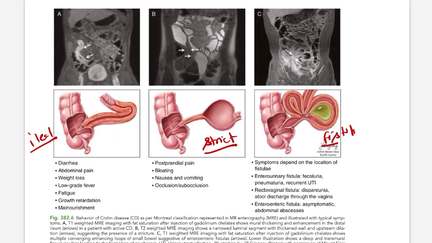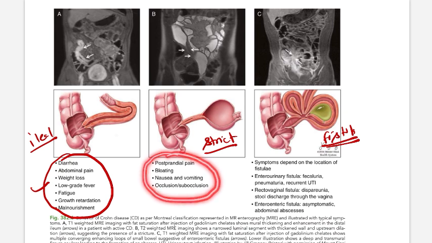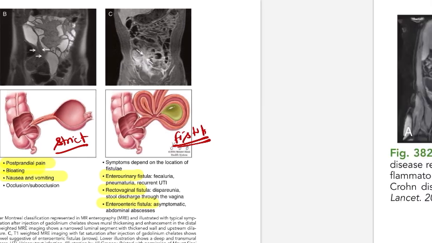So how will the symptoms vary? If ileal involvement is there, then diarrhea, abdominal pain, weight loss, low grade fever, fatigue, malabsorption. These are the symptom features. If stricture means obstruction is there, postprandial pain, bloating, nausea, vomiting. This is again important: a patient presents with postprandial pain, bloating, nausea, and vomiting, think of Crohn's disease. If fistula is there, the symptoms will depend on the fistula, like enterourinary fistula, rectovaginal fistula, and enteroenteric fistula.